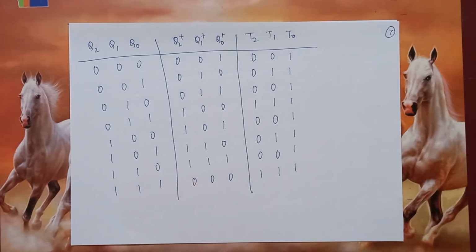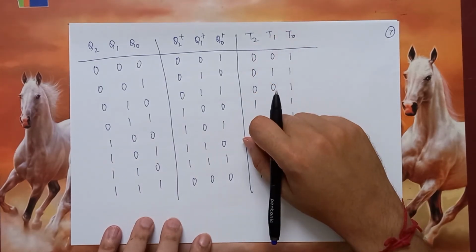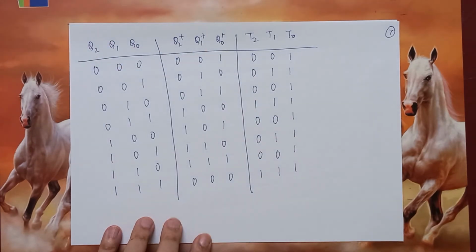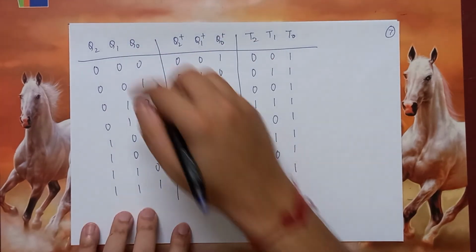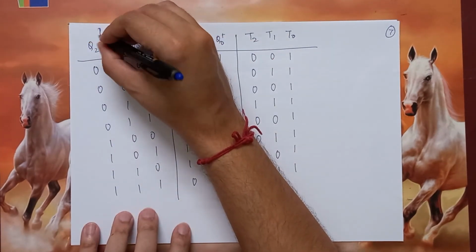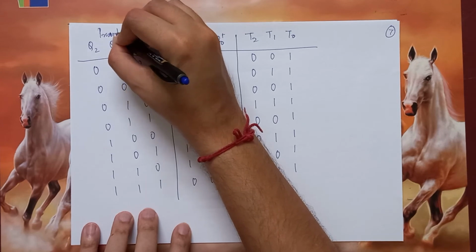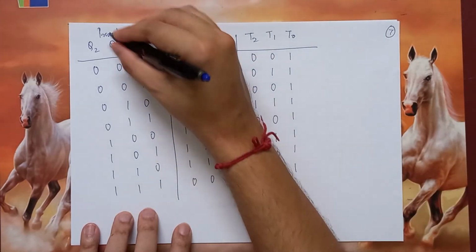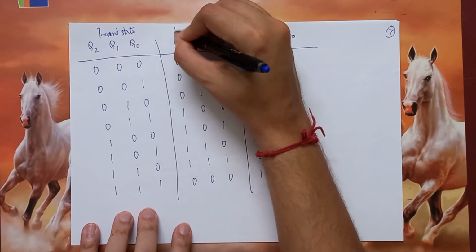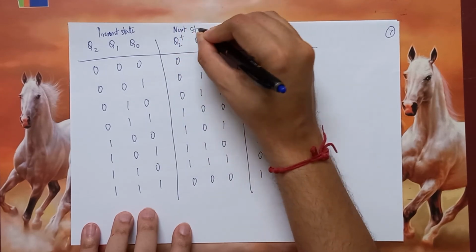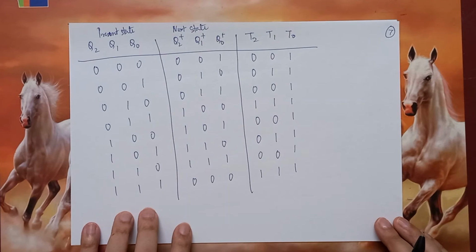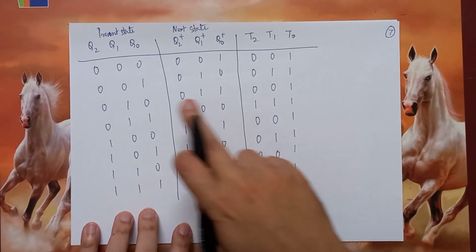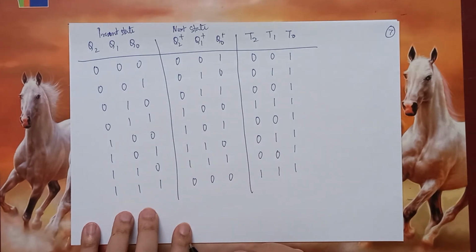So now you need to solve for each of these cases of T2, T1 and T0 looking at the state variable, the present state only, not the next state, because as I said, these are not different signals. They are the same signal but at different points in time. T2 will be some function of Q2, Q1, Q0.